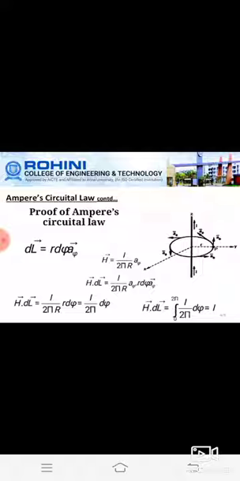While solving for the magnetic field intensity, the main thing is that the magnetic field intensity should be due to the direct current. For applying Ampere's circuital law, the following conditions must be satisfied. First, the magnetic field intensity should be either tangential or normal to the path at each point. Second, the magnitude of the magnetic field intensity must be the same at all points of the path where it is tangential.